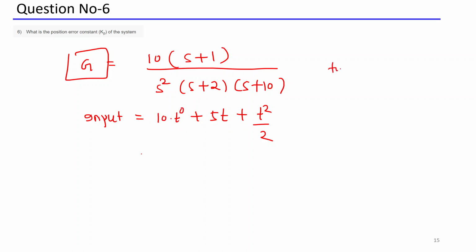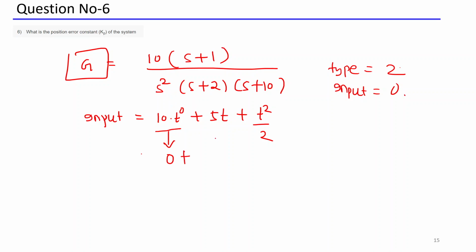Okay, what is the type here now? Type of the system is 2. So if the input is of degree 0, then the type is greater than the input. So the answer for the first input will be 0.